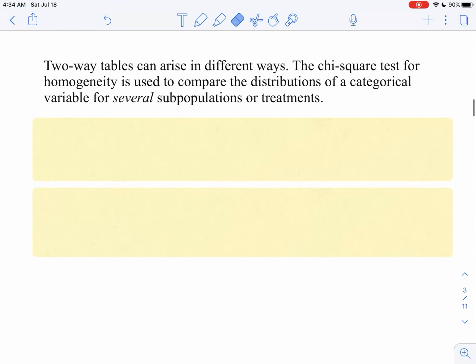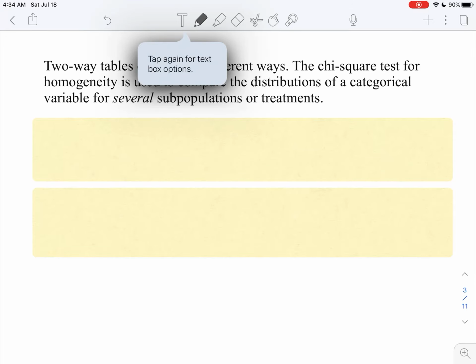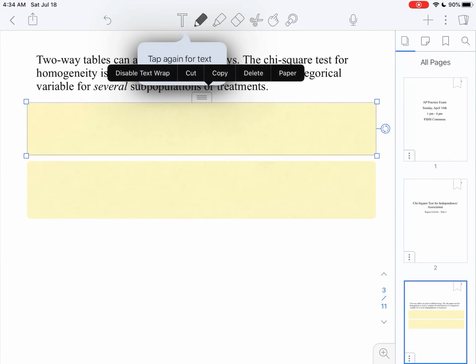So two-way tables can arise in different ways. The chi-square test for homogeneity is used when we compare the distributions of a categorical variable for multiple subpopulations or treatments.